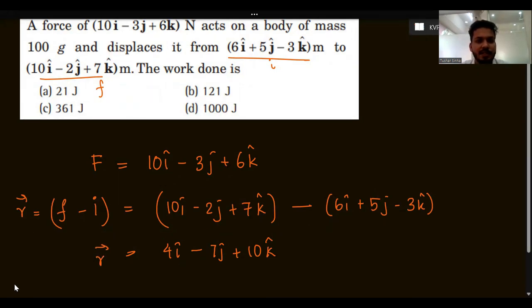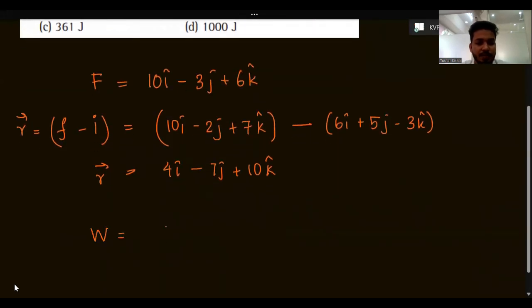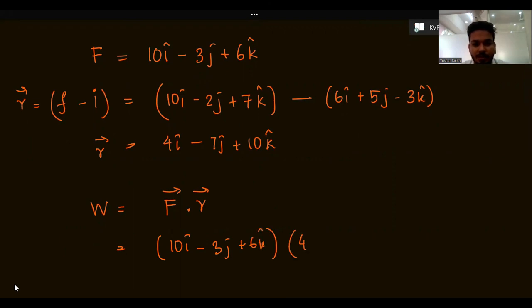Now, if they are asking what is the work done, I know the formula for work done is force dot displacement. So all I have to do is multiply these two vectors using a dot product. So 10i minus 3j plus 6k, I have to dot this with 4i minus 7j plus 10k.